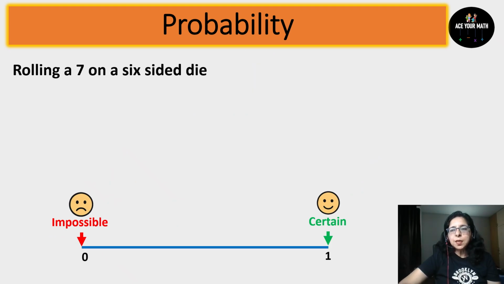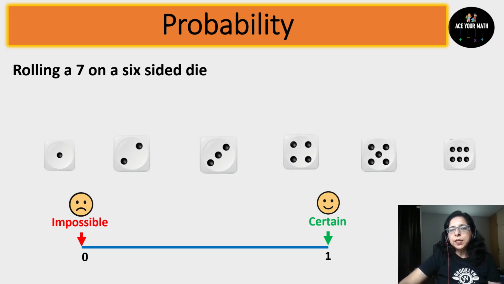Now let's see one more example where the probability is 0. Let's say you're trying to roll a 7 on a six-sided die. When you roll a die, you will get these outcomes: 1 or 2 or 3 or 4, 5 or 6. 7 will never come because it's a six-sided die. So this event is also an impossible event. So probability here is 0.